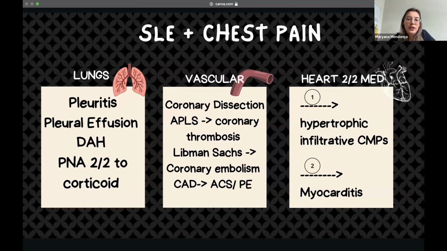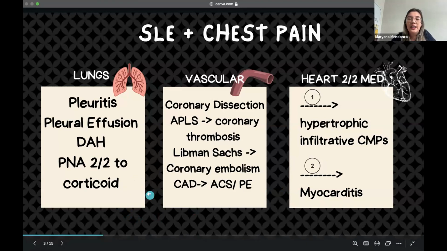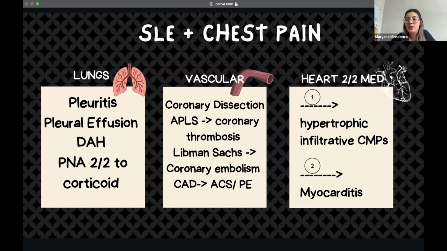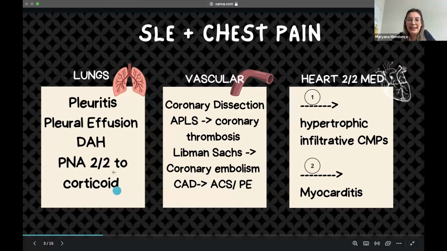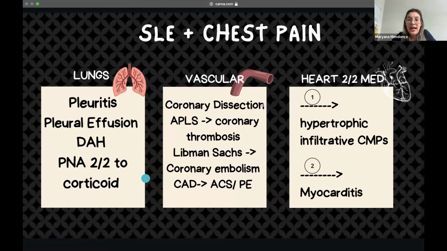We can divide it in lungs, vascular, and heart secondary to medication. When we think of lungs, we could consider pleuritis or pleural effusion, diffuse alveolar hemorrhage, or pneumonia secondary to corticoid use. Something interesting here is that if the patient had a lung condition, it would not appear with chest pain on exertion. We would expect shortness of breath on exertion. So it's less likely in this specific patient.